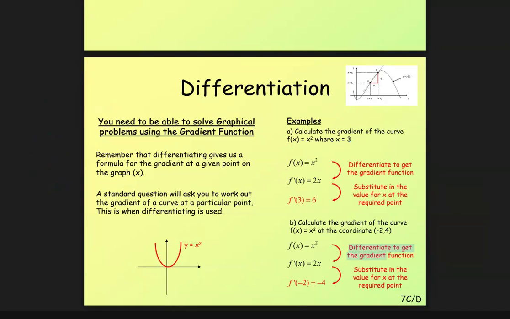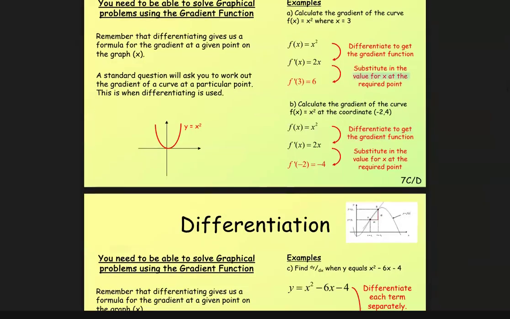So calculate the gradient of the curve at this coordinate. That one just requires you to put the coordinate into the curve. Differentiate to get 2x. Then substitute the value of 2 there. And you see you got -4 there. That's it. That's the gradient. That's -4.